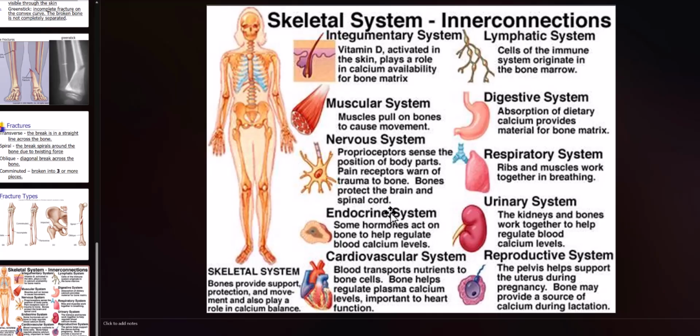I mentioned briefly about how estrogen and testosterone affect bone growth. So that's a connection with the endocrine system. Cardiovascular system, again, you've seen hematopoiesis occurring in the bones, and you also know there's lots of blood flow going through long bones. The lymphatic system is your immune system, and much of your immune system is originating in the bone marrow where those bone cells and hematopoiesis is occurring.